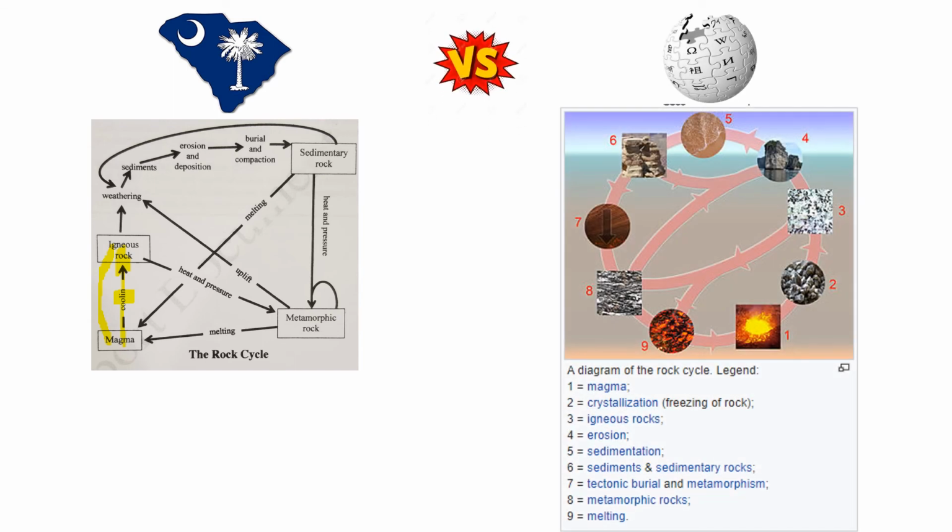So let's compare that to the model provided by Wikipedia. Here's the model that Wikipedia provided, and number 3 here indicates an igneous rock, and what it does show is that an igneous rock could indeed become remelted into magma and then become a different type of igneous rock. So what's interesting about the Wikipedia model is I would consider it to be more accurate. I do believe it includes all of the processes that rocks can undergo, whereas the model provided by the state of South Carolina does not.